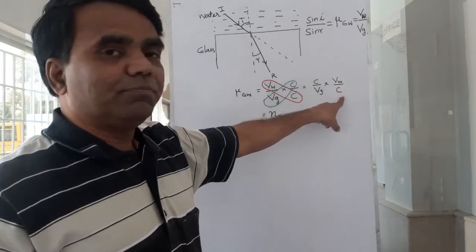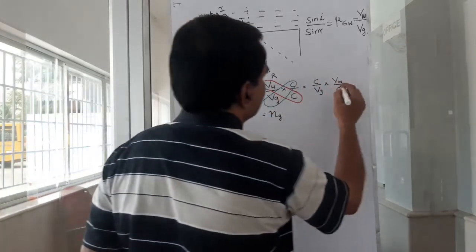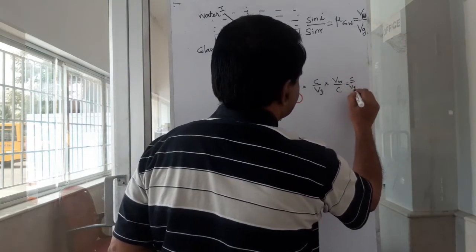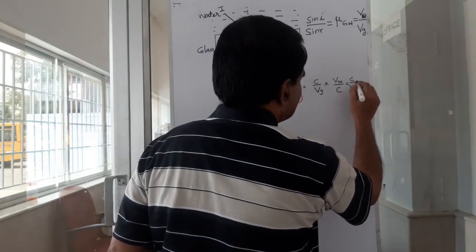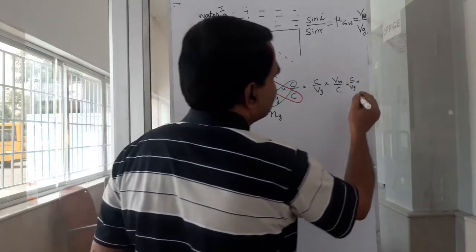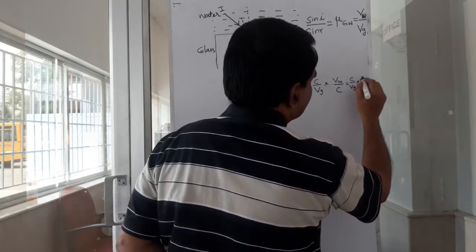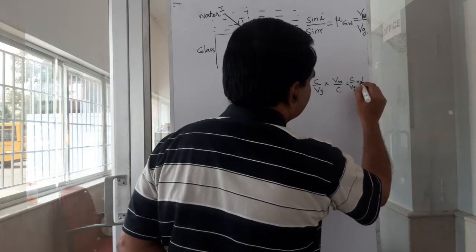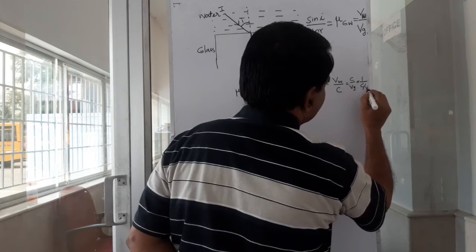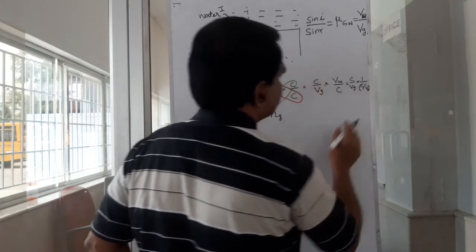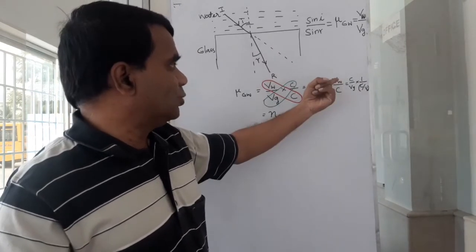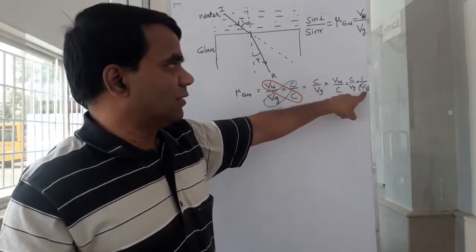Vw by C. I'm going to do some more manipulation here. So I'll keep C by Vg straight away, and this I will write as 1 by C by Vw. Okay? Can I write it like this? If I write C by Vw, then Vw will come up. So that's what I'm going to write.